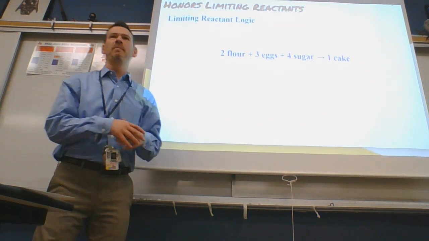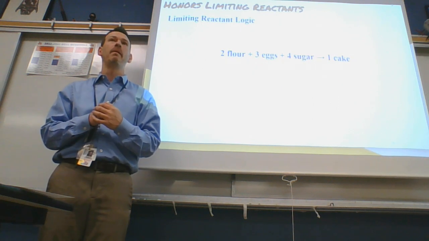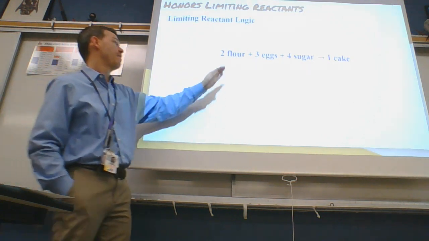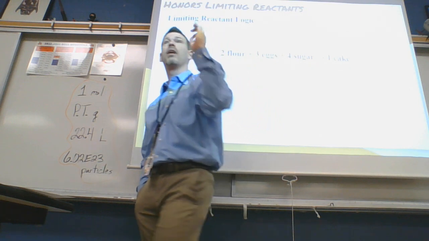Now, my cake is just made up of 2 flour, 3 eggs, and 4 sugars, which if you go and throw that in a bowl together at home and bake it, it'll taste terrible. But let's pretend that these are the reactants, and when you mix them together, you get this one product.